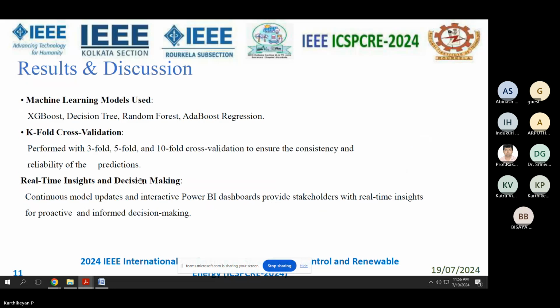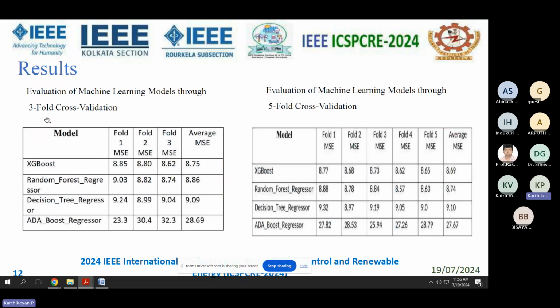Next, this is the results discussion. We used four regression algorithms and performed three variations of cross-validation, with real-time insights for decision making. In the first, threefold cross-validation, the first fold scored 8.85 mean square error, which is the metric we are using. After performing the three folds, we get an average mean square error. This is our first threefold cross-validation.